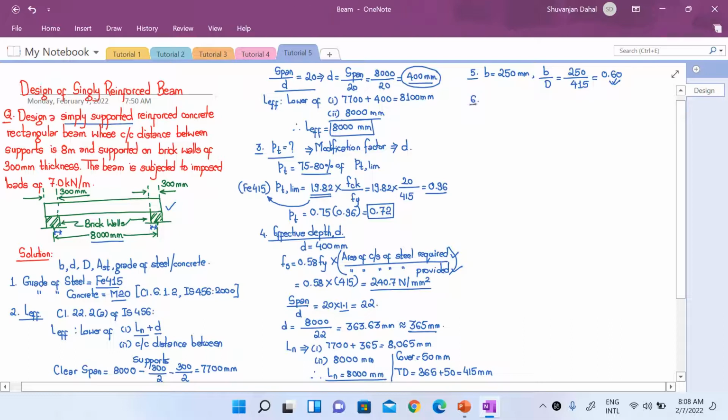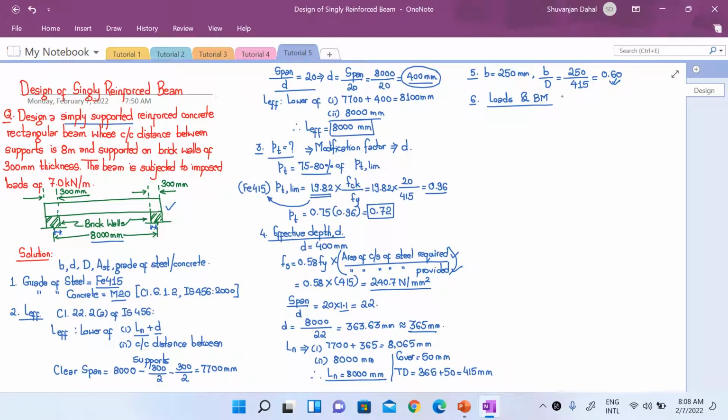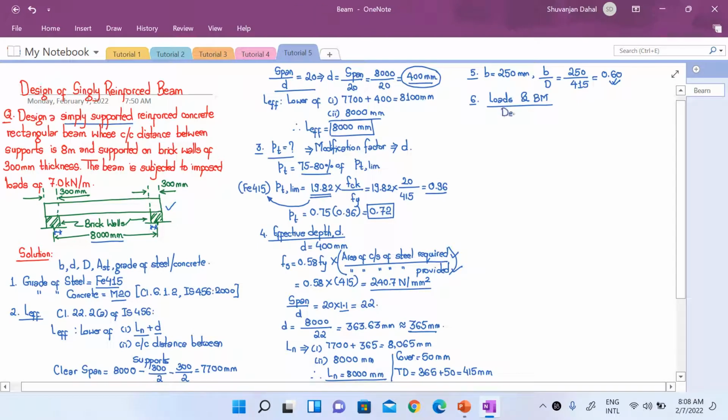Now we will determine the total loads and bending moment. So there are two loads here. One we call the dead load, which is the self weight of the beam, and another is the imposed load, whose value is given in the question.